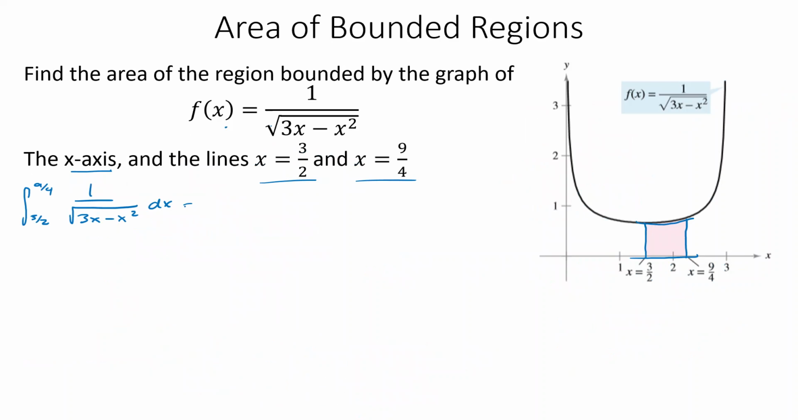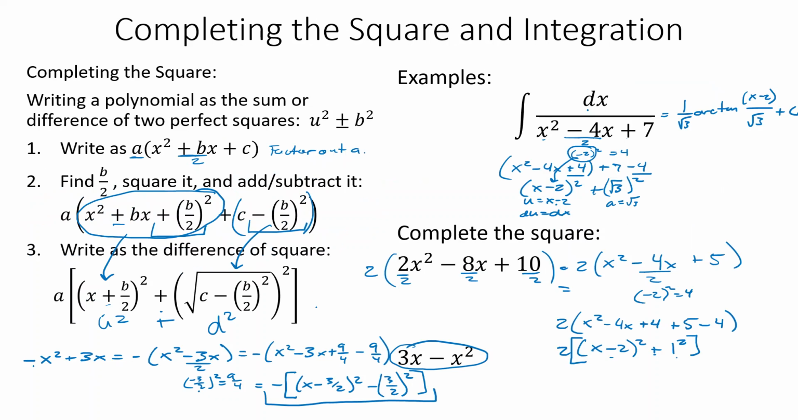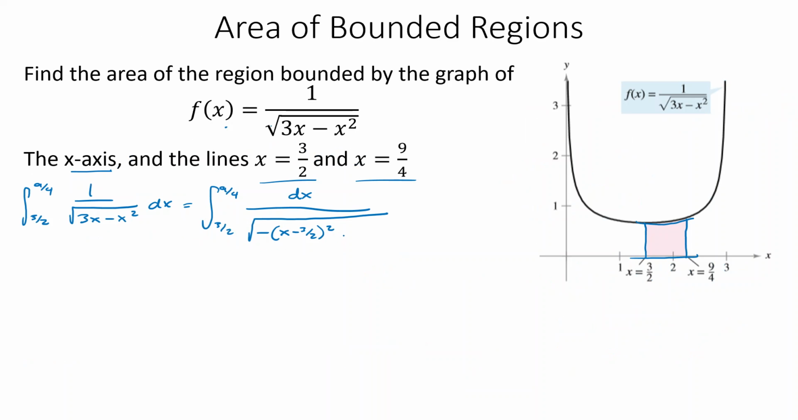So now this would equal the integral from 3/2 to 9/4 of, I'll just put dx on the top, dx over the square root of negative x minus 3/2 squared, and was it minus or plus? Minus. Minus 3/2 quantity squared, like that. So now this doesn't quite match, but we've got a negative outside. Let's go ahead and just distribute that negative.